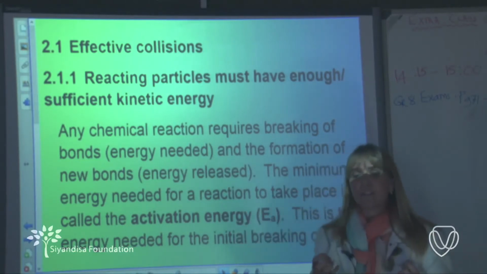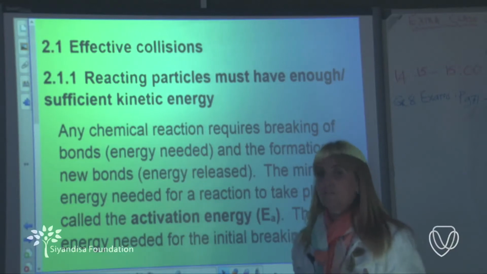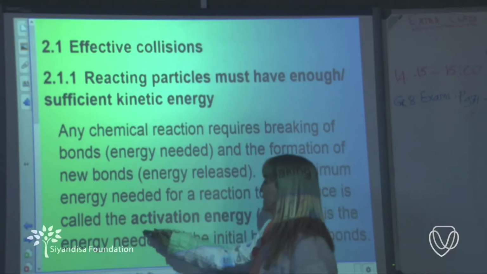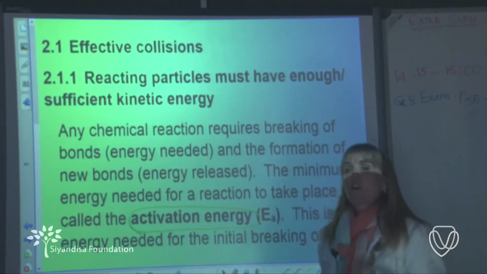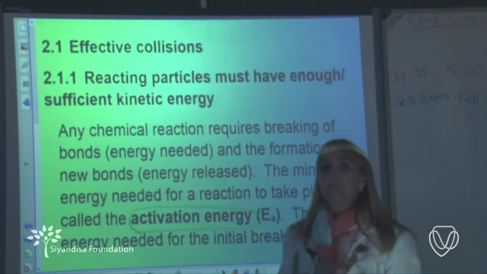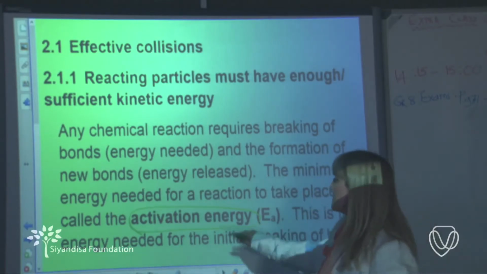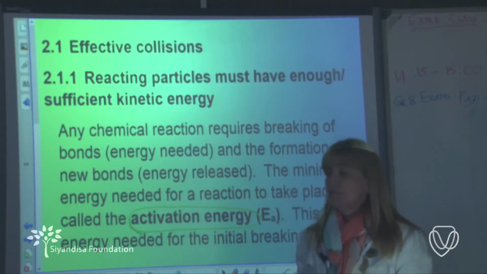And to break those existing bonds takes energy, right? It takes energy to break those existing bonds. And that energy is called activation energy. We did that term last year in grade 11. So activation energy is the minimum energy required to get a chemical reaction going. In other words, the minimum energy required to break existing bonds that may exist.